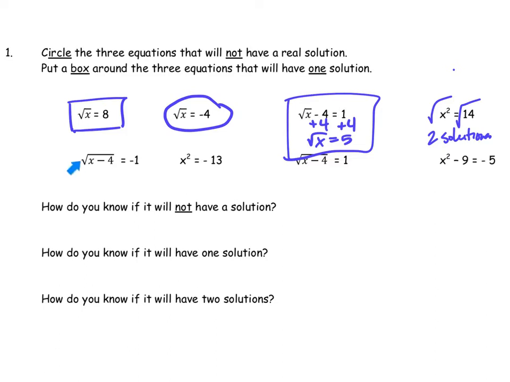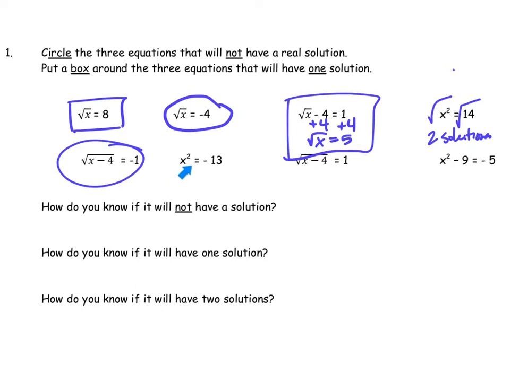Next row, square root of x minus 4 equals negative 1. The radical is isolated, equaling a negative. That one's not going to have a solution. So I didn't circle that one.